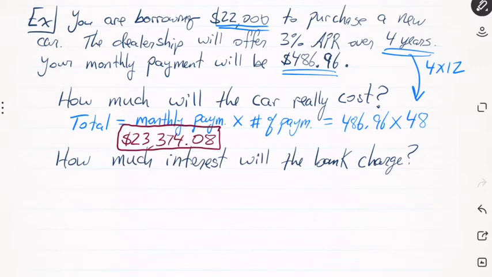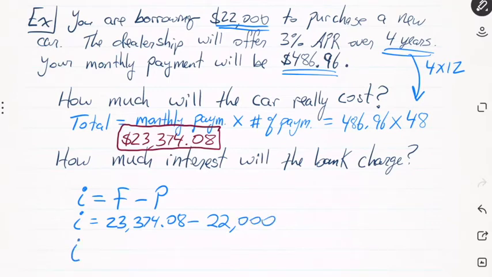So that brings us down to our second question. How much interest is the bank actually going to get out of this deal of lending you $22,000? Well, that goes back to an older formula where interest is equal to the future value minus the principal. Future value in this case being the total amount of money you're paying for the car, and the principal is how much you really borrowed. All right, so here we're going to get the interest is equal to $23,374.08 minus $22,000.